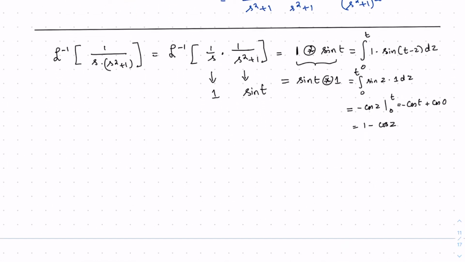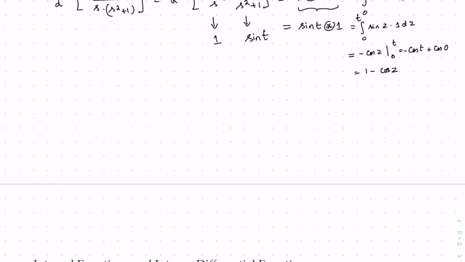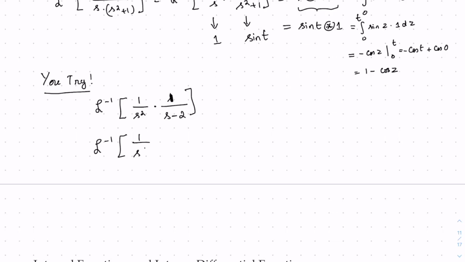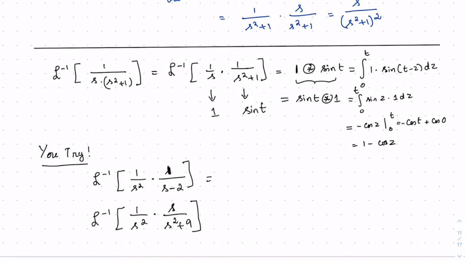I'll let you try a few things, right? Here are a couple of tries. You try the following problems. Find the Laplace inverse of 1 over s squared times 1 over s minus 2, and try this: Laplace inverse of 1 over s squared times s over s squared plus 9. Try these problems using the Laplace inverse and see what you get.